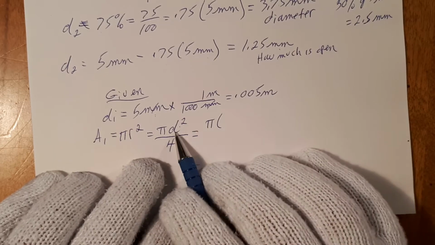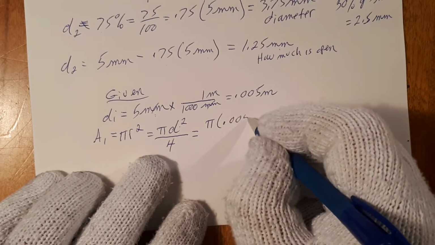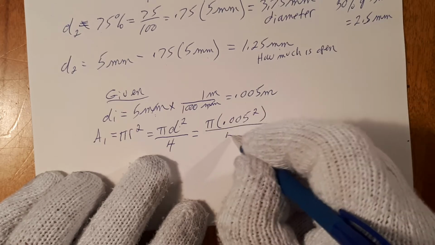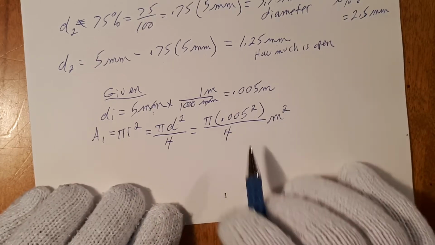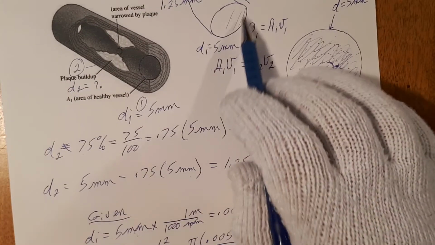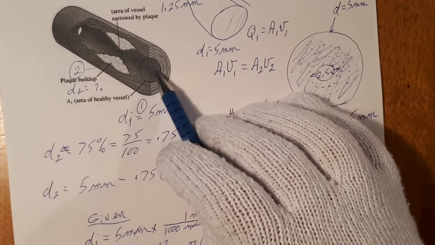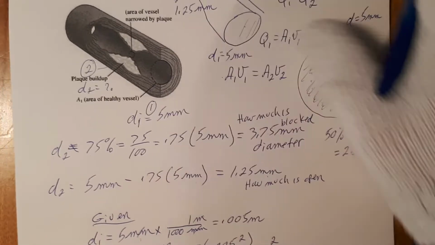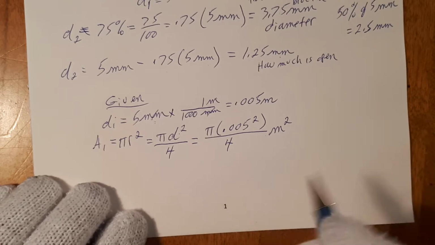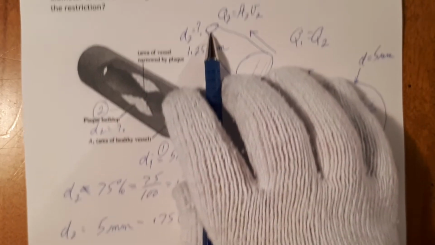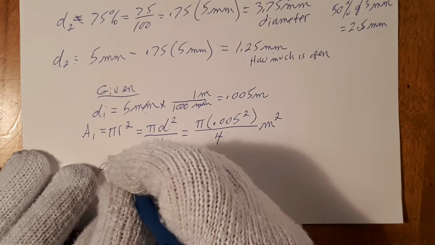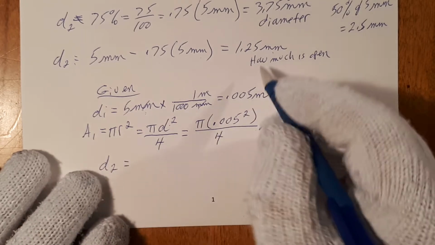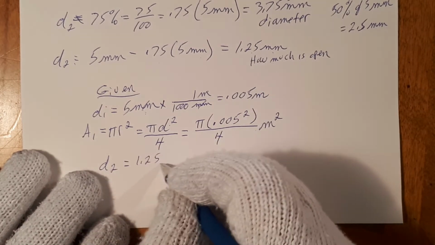Back to our equation. The diameter squared, 0.005 squared, everything divided by 4. And the units will be meters squared. So that would be the cross-sectional area at 1, right here at the opening, the large portion of the aorta. Do the same thing for the restriction right here, now that we know what the actual opening is. Diameter of 2: D2 is equal to, we said, 1.25 millimeters.